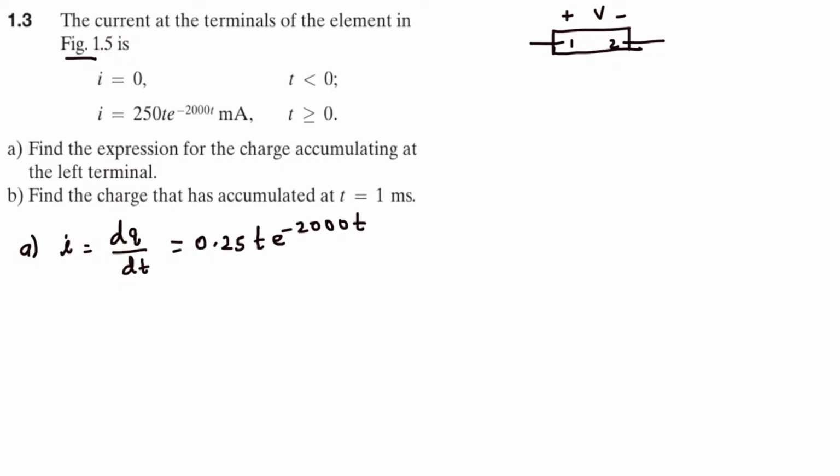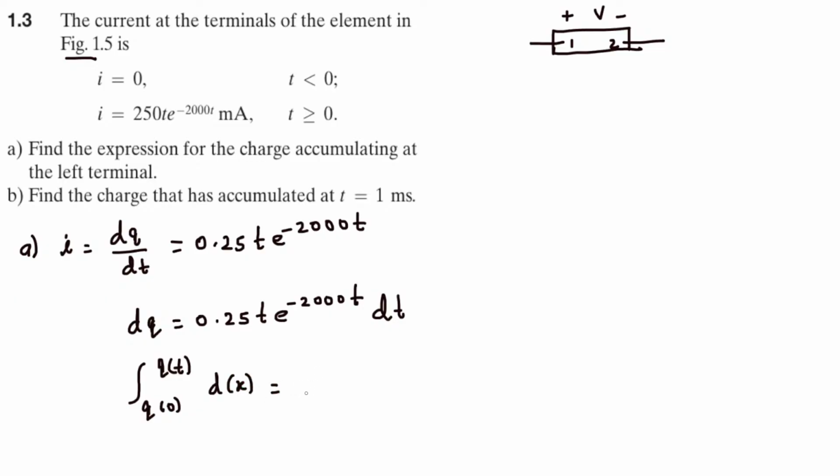And then if you rearrange this equation, then you know that dq is going to be equal to 0.25 t e^(-2000t) dt. Now this is a differentiation, so to eliminate it we have to do the integration. If we do the integration for the differentiation, both will cancel and you will get the q. So here if I do the integration, the starting limit is q of 0, and then it goes up to q of t.